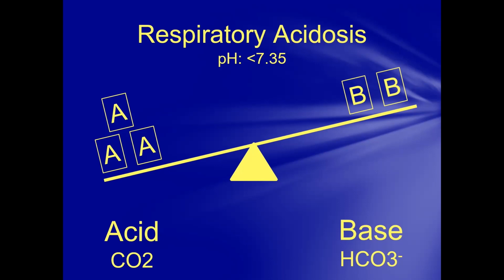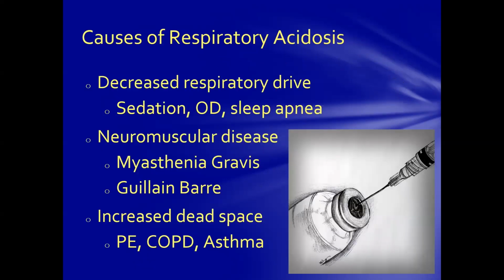This shifts the pendulum to the acidotic side. The causes of respiratory acidosis are a decrease in our respiratory drive. This can be from oversedation, an overdose, or sleep apnea. Certain neuromuscular diseases, such as myasthenia gravis or Guillain-Barré disease, can cause a decrease in your respiratory drive as well. And if you have an increase in dead space, either from a pulmonary emboli, COPD, or asthma.